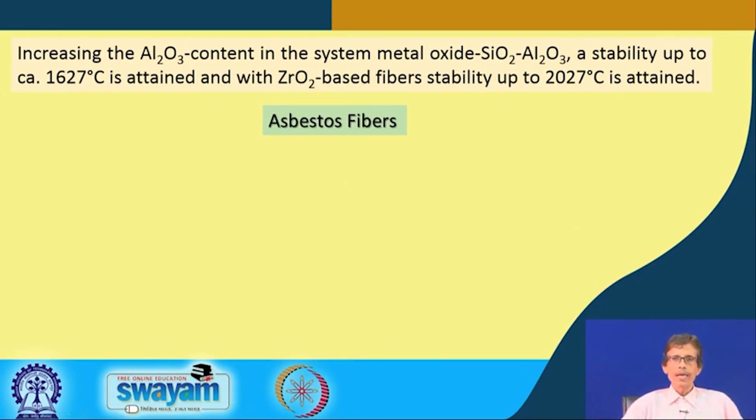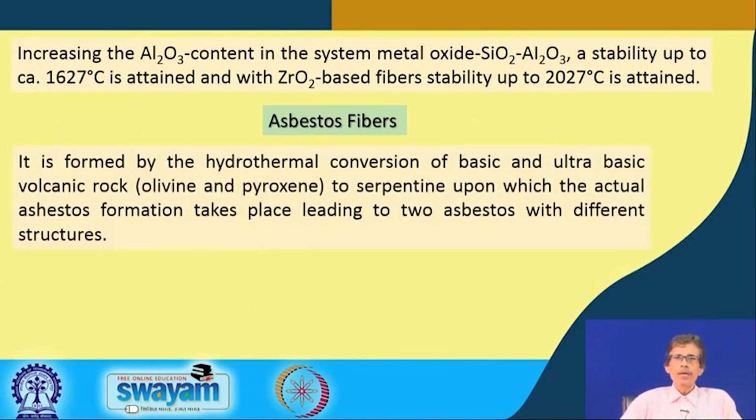Now, we can think of something which is again a naturally occurring material like your zeolite, which is your asbestos. So we can have a very useful and interesting inorganic fiber, which is your asbestos fibers. These are formed by a natural reaction known as hydrothermal reaction or hydrothermal conversion, where water is available at a very high temperature below the earth's surface.